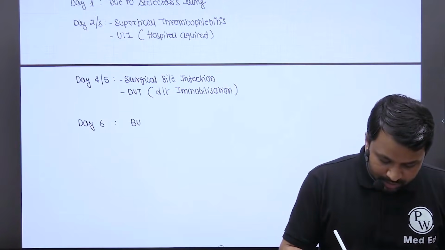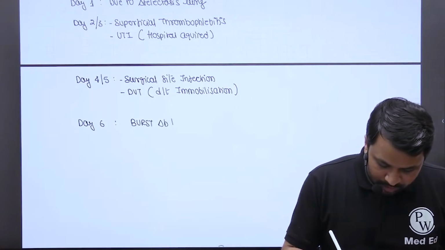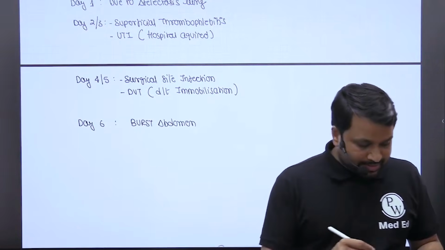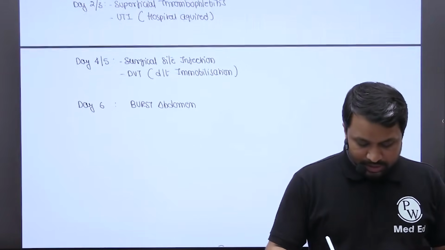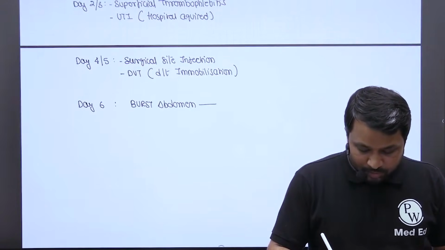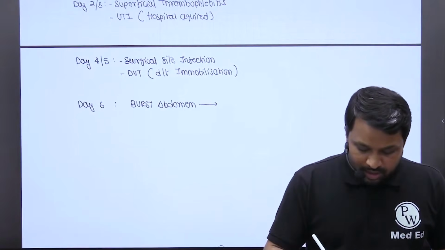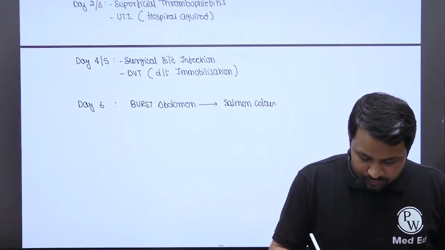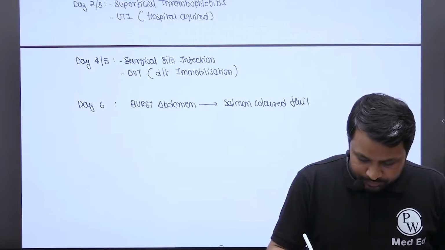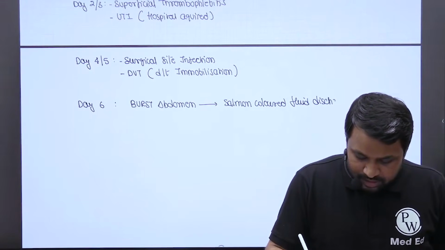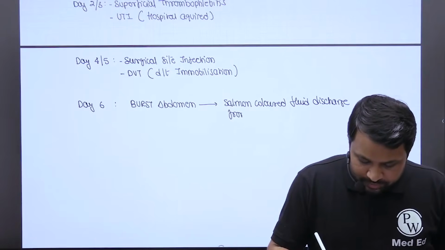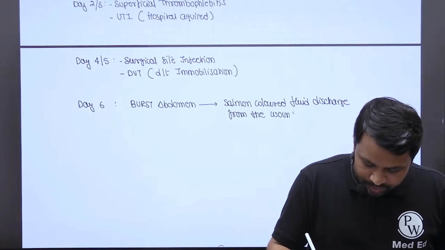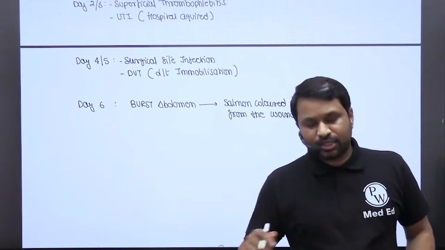Now, if the patient develops fever on day 6, especially in the abdomen, it is because of the burst abdomen. Burst abdomen is where the abdominal wound has given way. It is called wound dehiscence, and that wound dehiscence is going to result in fever. And whenever there is a burst abdomen, there is a very characteristic fluid that is going to come from the wound site. So there will be a salmon colored fluid discharge from the wound site, on day 6.